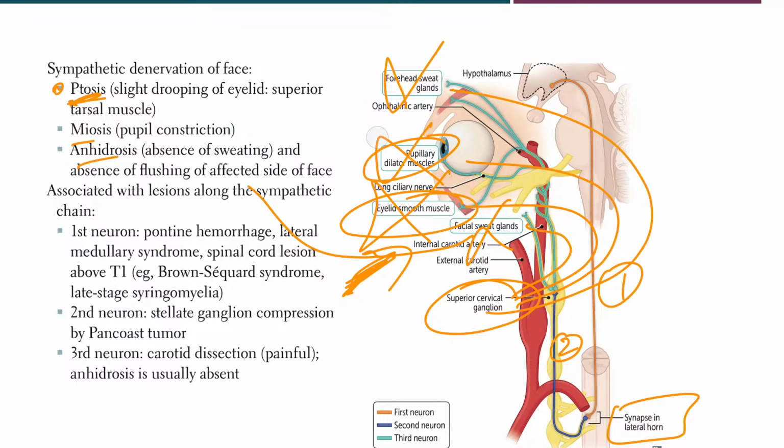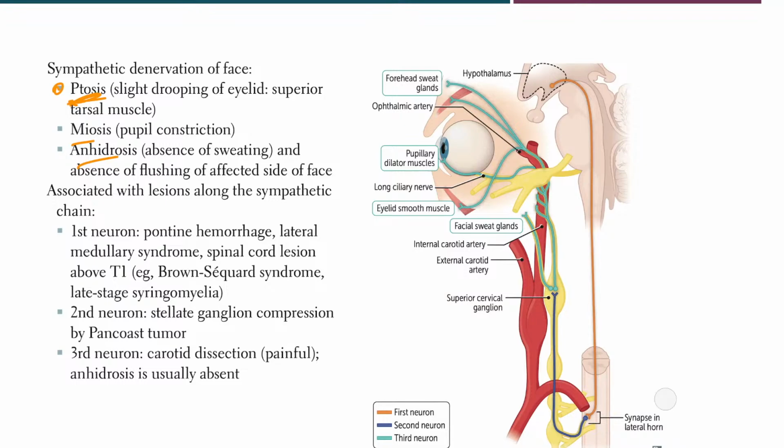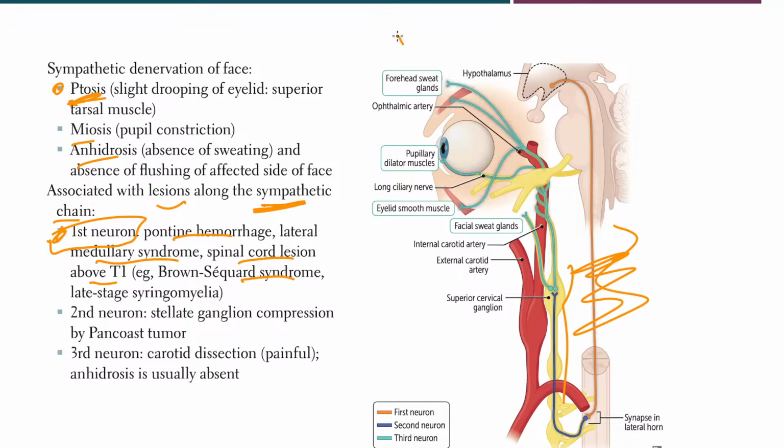Now, how do we knock them out? What is the cause of the problem? It is associated with a lesion along the sympathetic chain. So this is the sympathetic chain. Along the sympathetic chain, something went wrong. In the first neuron, pontine hemorrhage, lateral medullary syndrome, all of them can knock down your first neuron, which is right here. And it's going to cause all these symptoms again. You could knock out any one of them and cause the same thing, right? So let's look at the second one now.